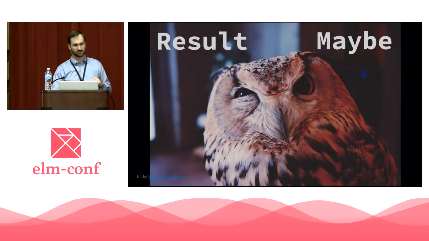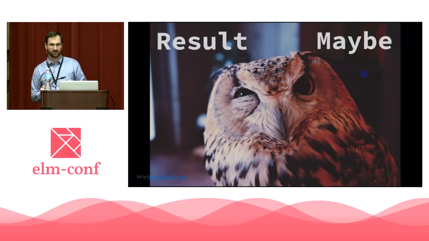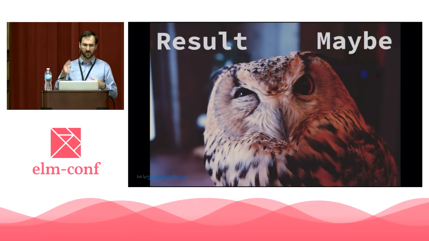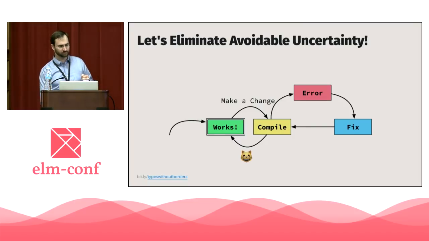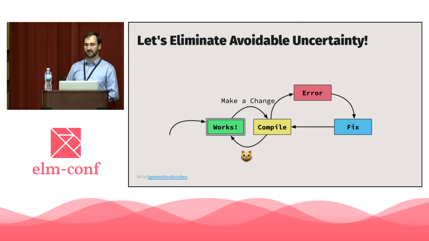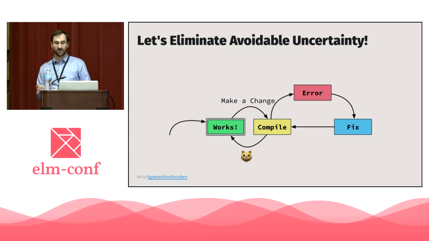Okay, to summarize, whenever you see uncertainty in your application, be skeptical. Is this avoidable or unavoidable uncertainty? If you see a Result or a Maybe, ask yourself that question. Let's try to eliminate this avoidable uncertainty so that we can be operating in a world where if it compiles, it works, rather than just modeling that uncertainty.